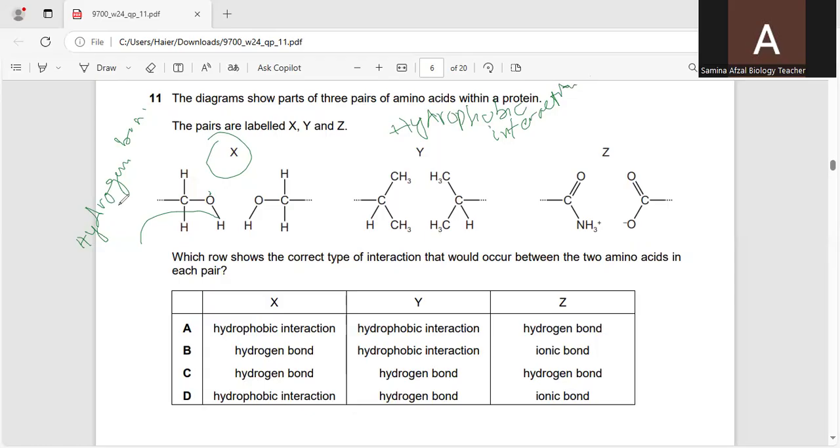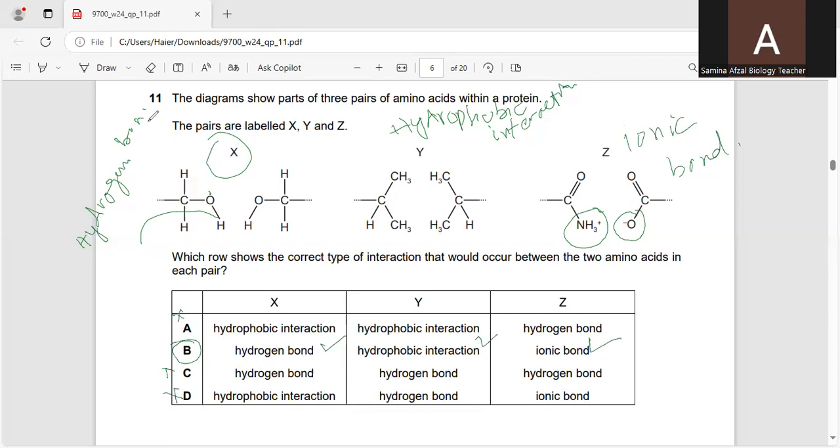Now in the third, you can see the positive and negative. It means one has a positively charged side chain, NH3, while the other has a negatively charged side chain. So the bond formed between them is an ionic bond. According to this, the answer is hydrogen bond, hydrophobic interactions, and ionic bond. So B is the correct option. A, C, and D are not the correct option.